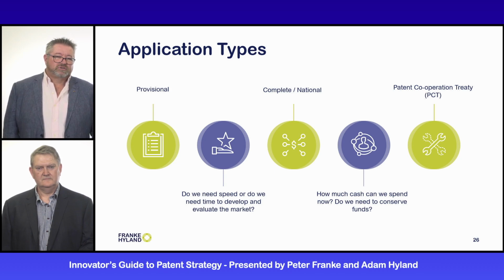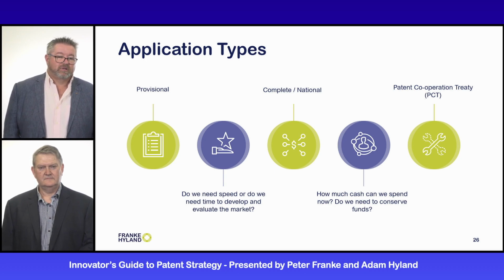We then would move on to a complete or national application. So if we file a national application in Australia, following on from the provisional, that is the point at which we really can't add anything further. So everything that goes in at that stage is what we're working with for the rest of the application process. And those applications are simply applications filed in each national patent office that you're interested in, for the countries where you want to protect your invention.